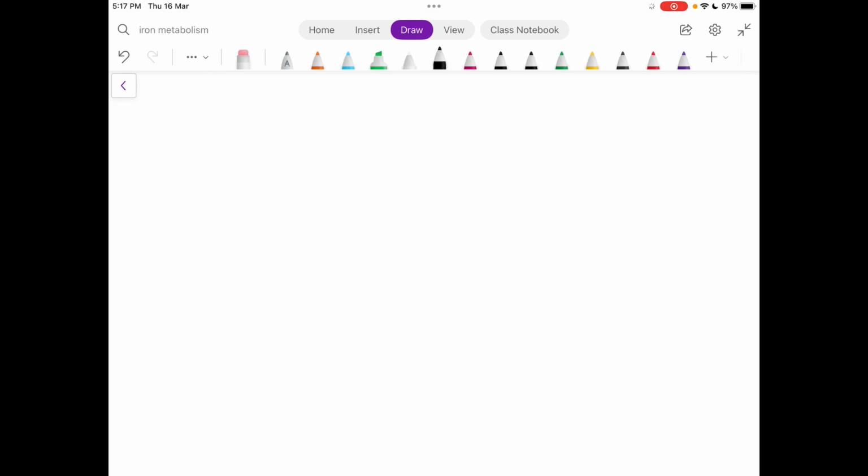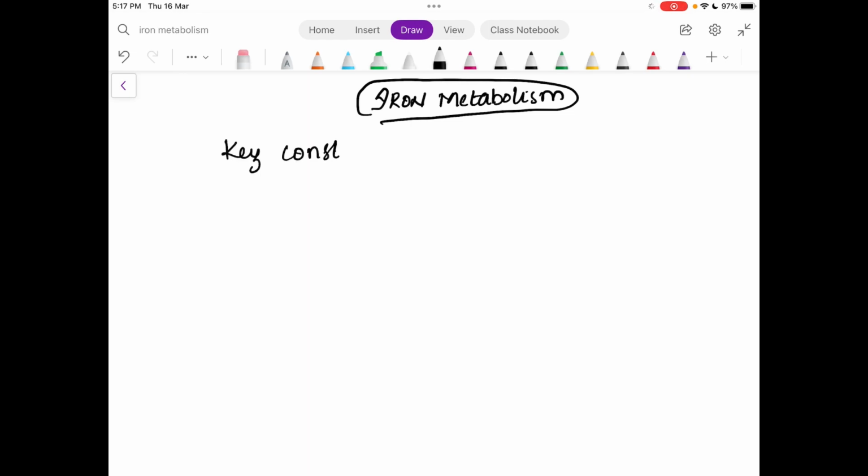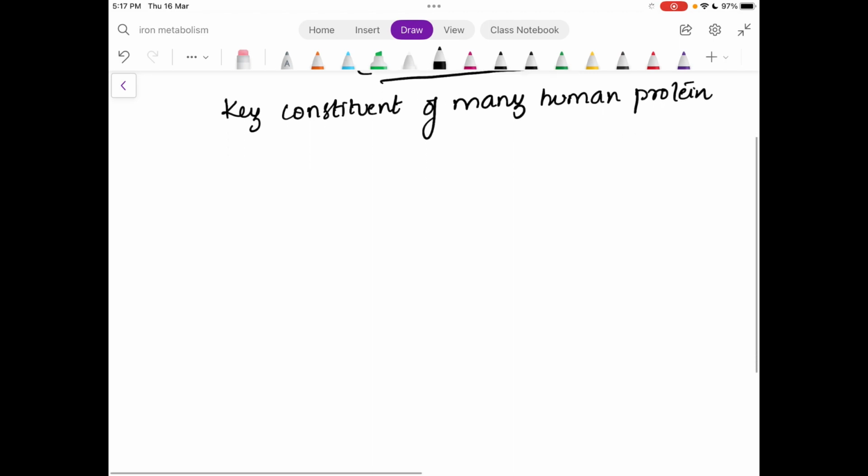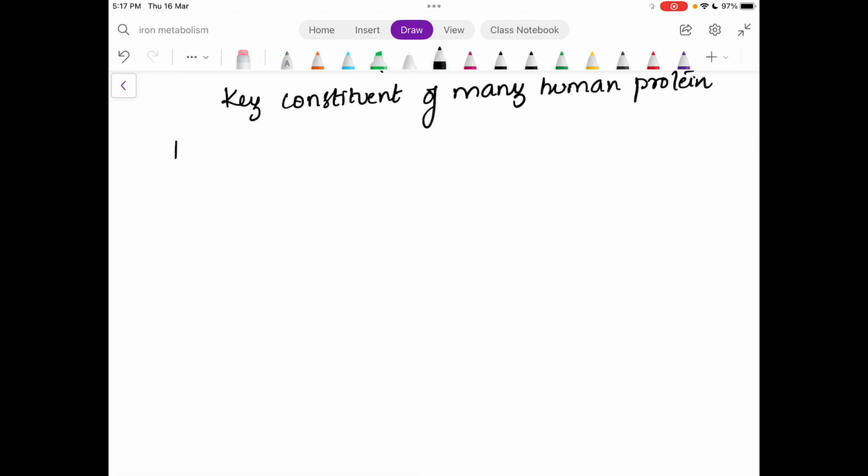Now we'll discuss an important topic called iron metabolism. Iron metabolism. In nature, iron is abundant, but we use only a little amount of iron, and this iron forms a key constituent of many human proteins. Okay, we'll see which proteins have iron as their constituent.